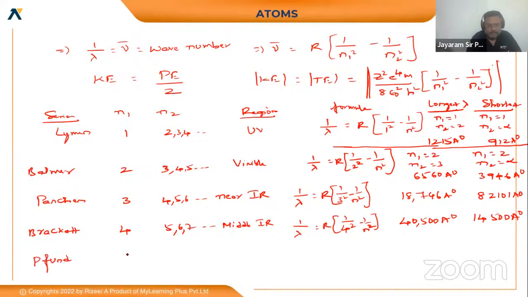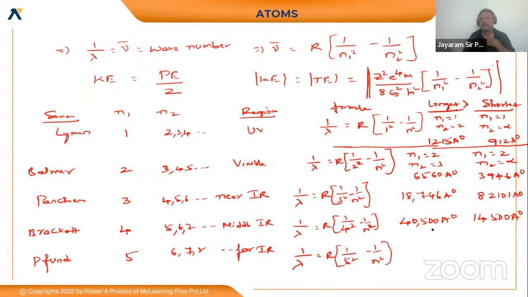Next, after Brackett, the Pfund series. For Pfund, 5 is its base number, then 6, 7, 8 and so on. This is in the far infrared region. The formula will be 1 by lambda is equal to R times 1 by 5 square minus 1 by n square.